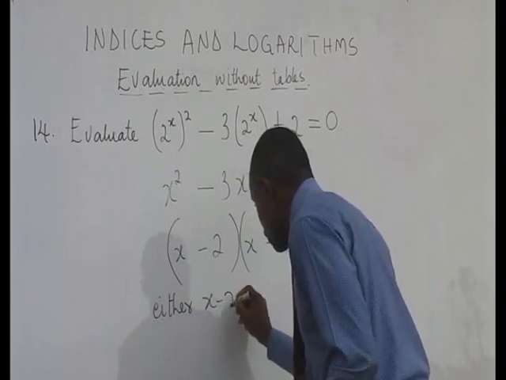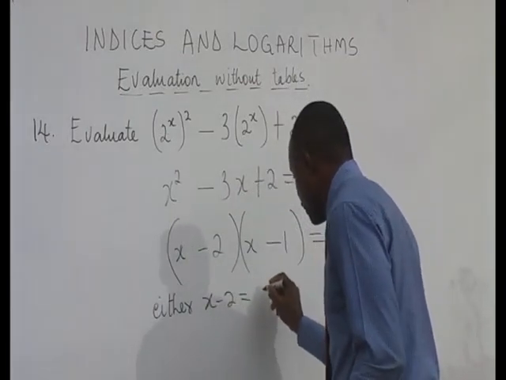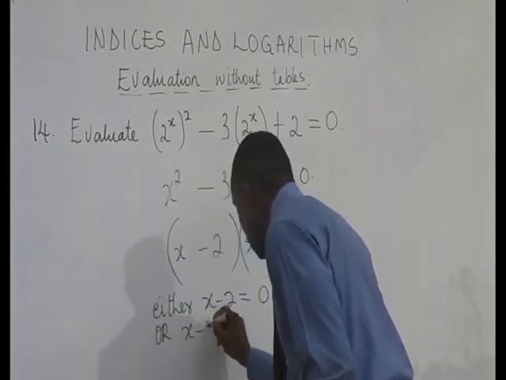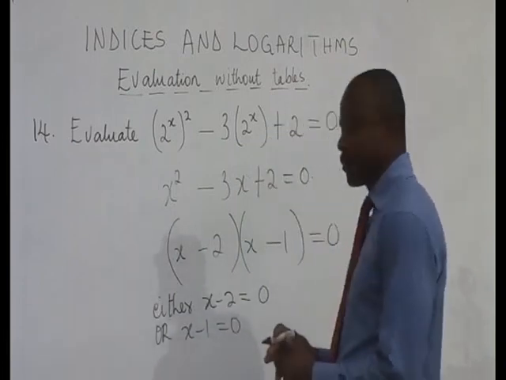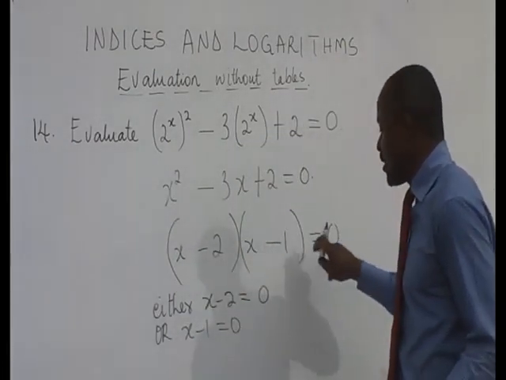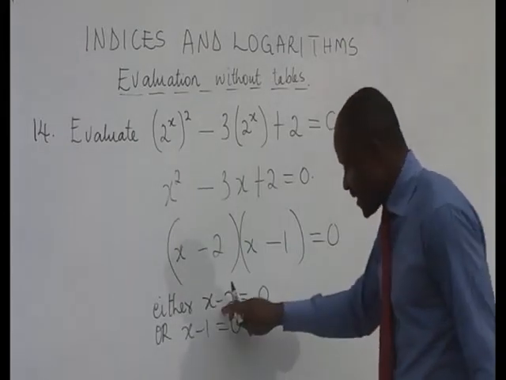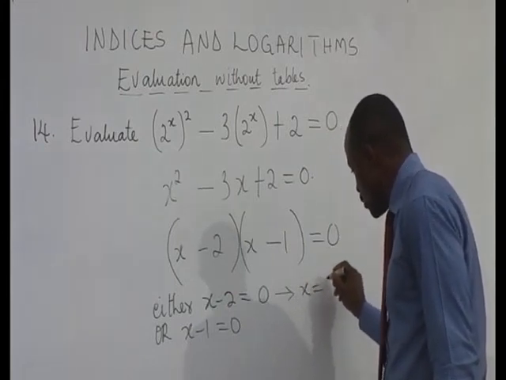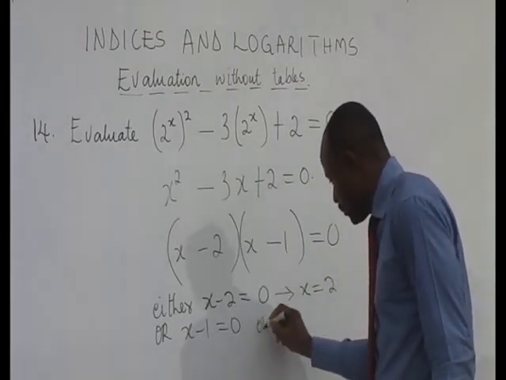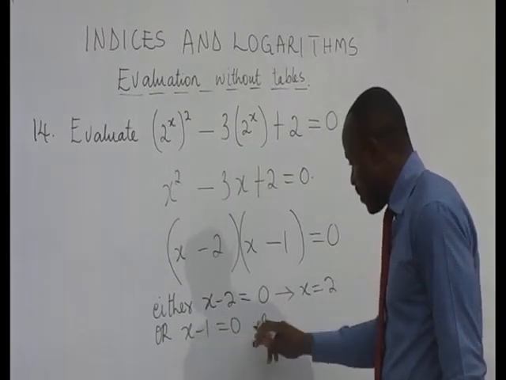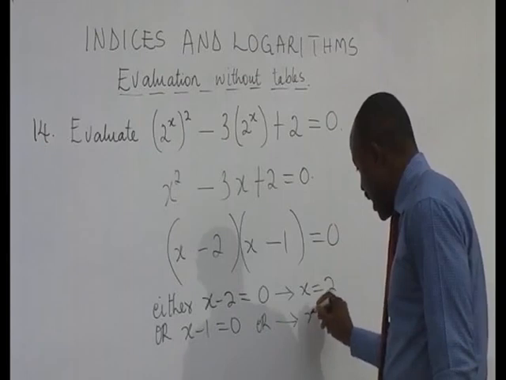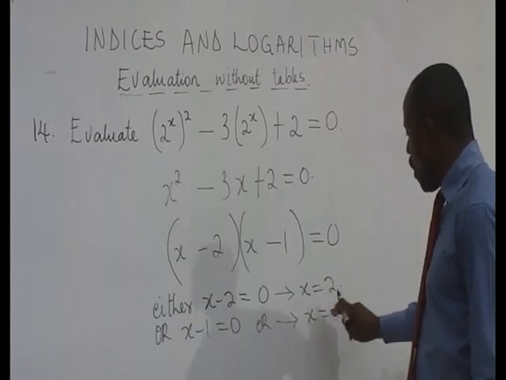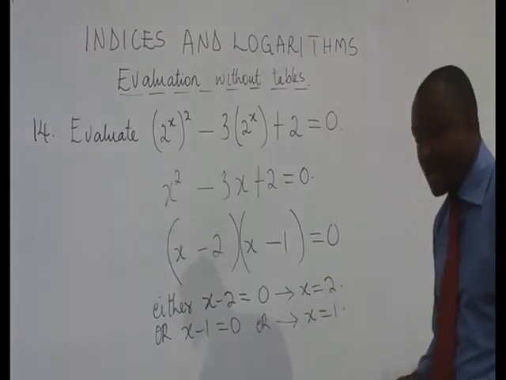x minus 2, the one you have in that bracket, is 0, or x minus 1 is 0. If 2 of them multiply themselves together to get 0, one of them must be 0. In this case, if x minus 2 is 0, that means x is equal to 2. Or if x minus 1 is 0, that means x is equal to 1. So x is either 2 or 1 as the answer to that expression.